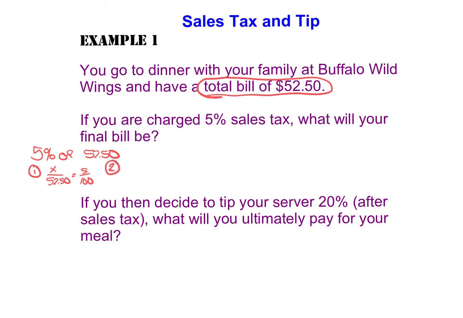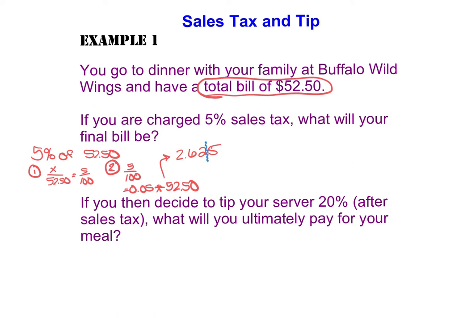The second thing we could do is take 5 and divide it by 100, which gives us 0.05. And then we can multiply that by $52.50. Regardless of the strategy that you select, whether you take 0.05 times $52.50, or you use the cross multiplication method, what you find is that your tax is going to be $2.625. And if you're looking at that wondering, well, cents only goes to 2 decimal places, you're right.